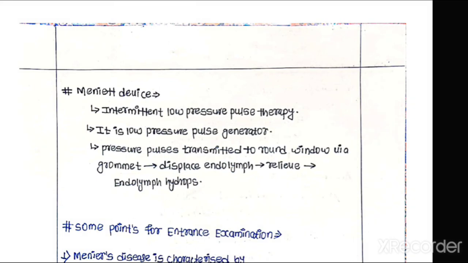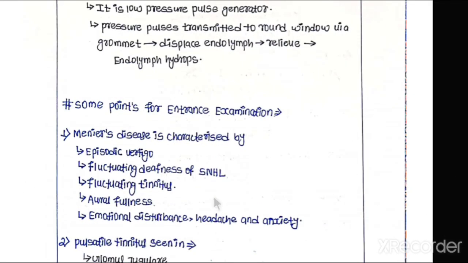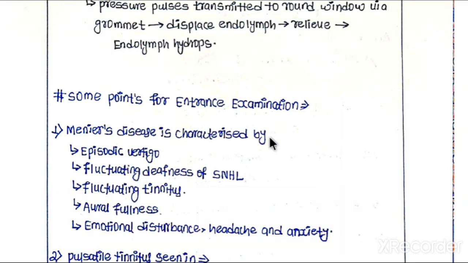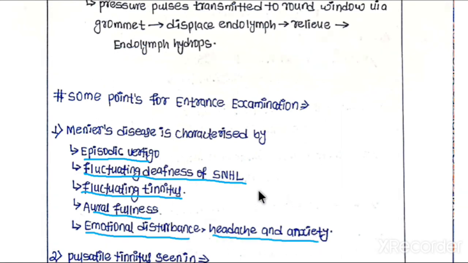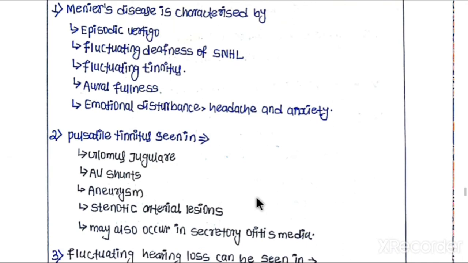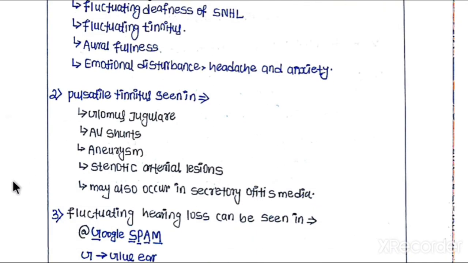Some of the points that are asked in entrance examinations are: Meniere's disease is characterized by episodic vertigo, fluctuating hearing loss, sensorineural hearing loss, fluctuating tinnitus, aural fullness, emotional disturbance, headache, and anxiety. Pulsatile tinnitus can be seen in glomus jugulare, AV shunt, aneurysm, stenotic arterial lesion, and may also occur in secretory otitis media.